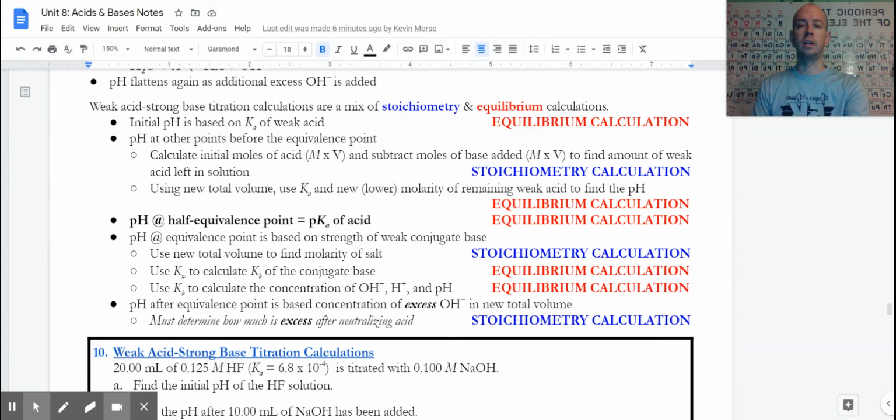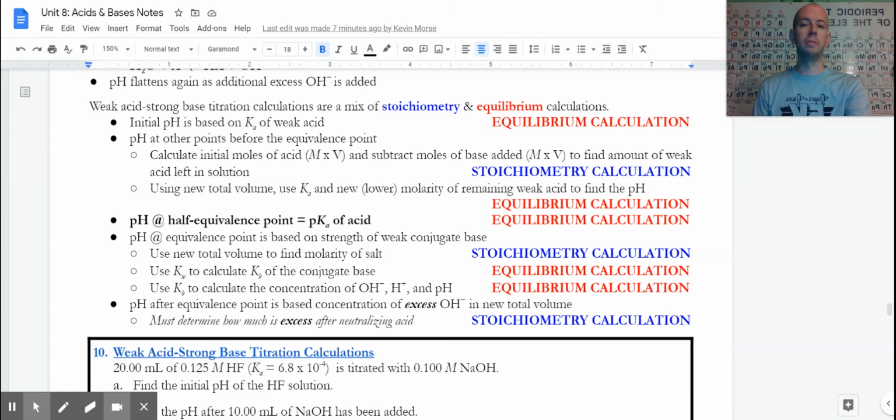So we calculate our initial moles of acid and we subtract away the moles of base that have reacted. That tells us how much weak acid is left in our solution. That's a stoichiometry calculation. Just moles minus moles gives us our moles. And then we have to think about the volume. We now have put two liquids together to create a larger volume. So that new moles over the new liters is our new molarity of the weak acid.